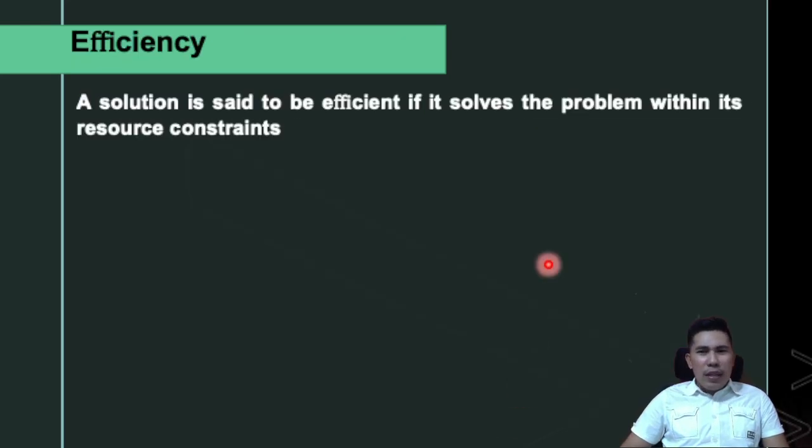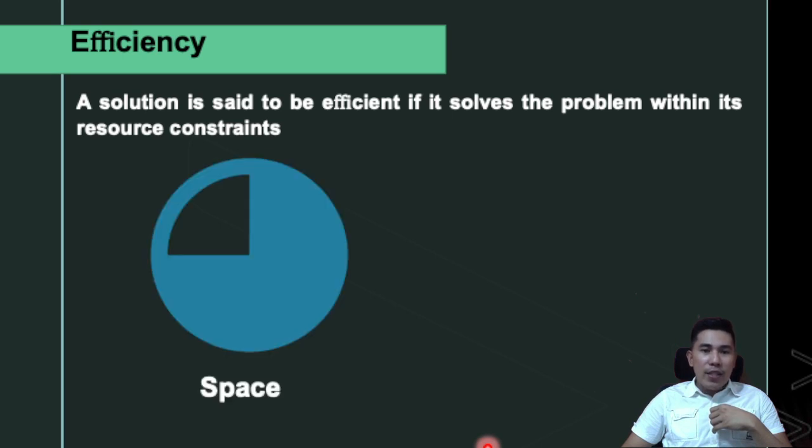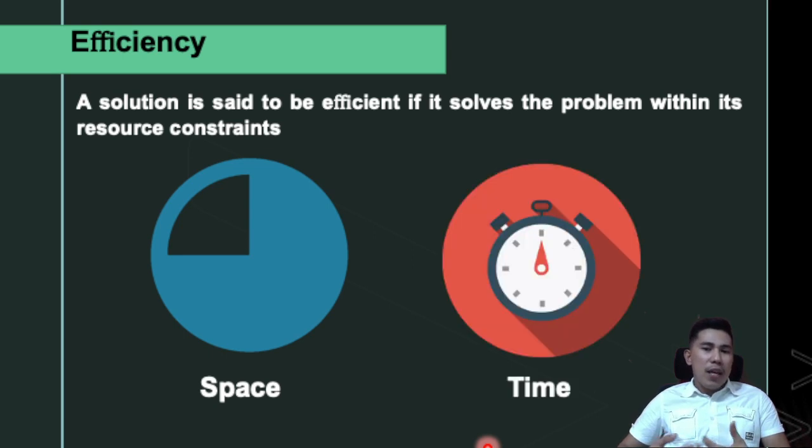Next, how about the efficiency of an algorithm? An algorithm is efficient and fast if it takes less time to execute and consumes less memory space. There are two properties to measure the performance of an algorithm. Number one is the space complexity. When we say space complexity, it's the amount of memory space required by the algorithm during the course of its execution. And when we say time complexity, it's the amount of time required by the program to run to its full completion.